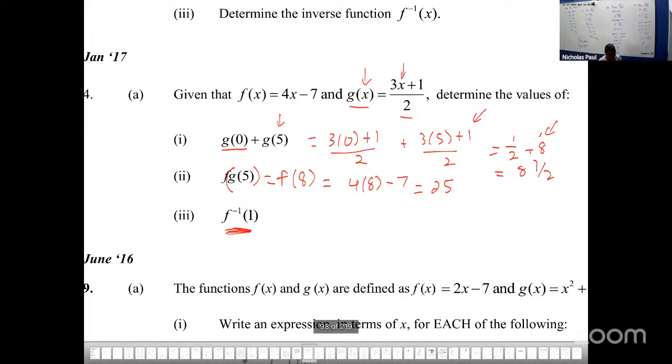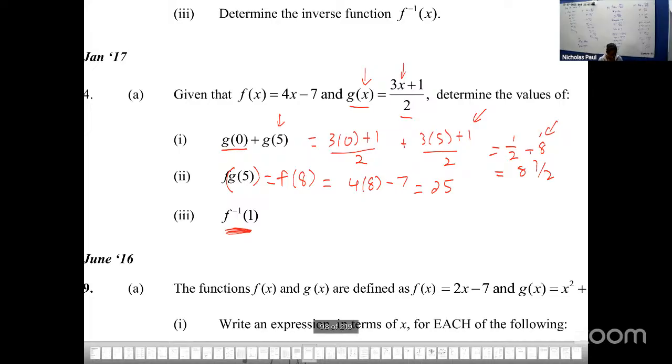Part 3 takes four steps. First step: let y equal 4x minus 7. Next step: interchange x and y. We have x equal to y and y equal to x. So that will be x equal to 4y minus 7.